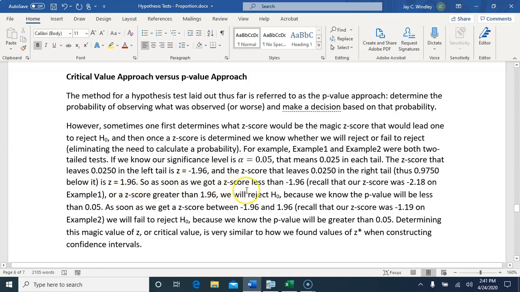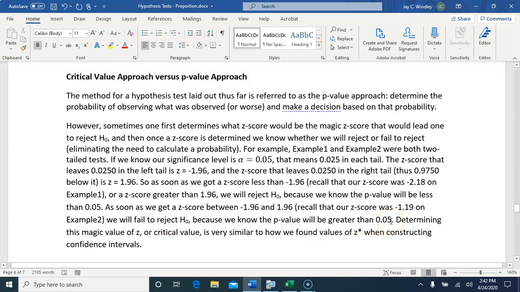So as soon as we get a z-score that's less than negative 1.96, remember we got a negative 2.18 on example 1, or if we had gotten a z-score greater than positive 1.96, we already know we should reject H0 because we know the p-value will be less than 0.05. If we get a z-score that's between negative 1.96 and positive 1.96, then we know we're going to fail to reject H0 because the p-value would be greater than 0.05.